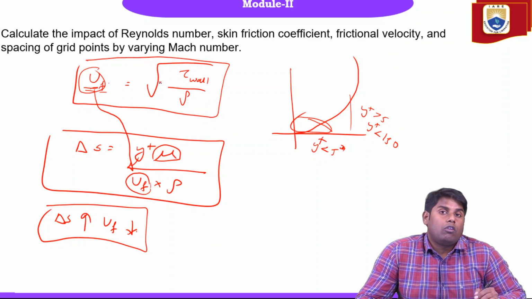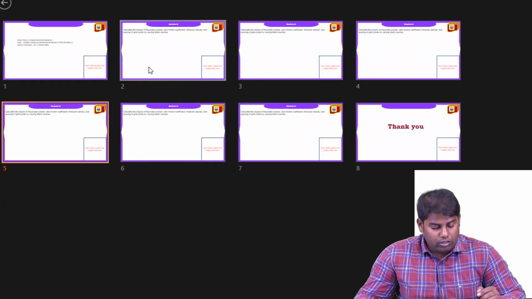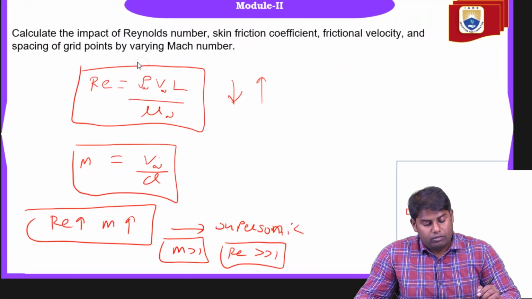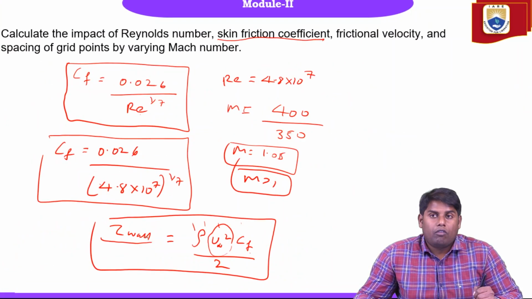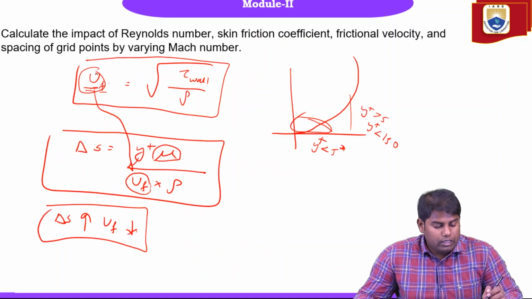If we see tau on wall, as we have seen here, tau on wall increases when you have an increase in u infinity velocity, an increase in density, or an increase in cf. So this is what happens. The tau on wall increases when you have an increase in free stream velocity, and an increase in density or cf.